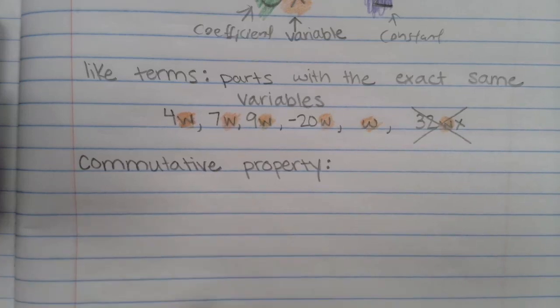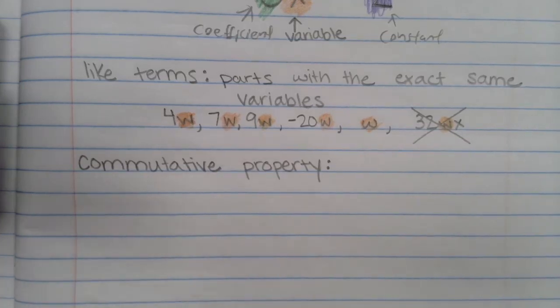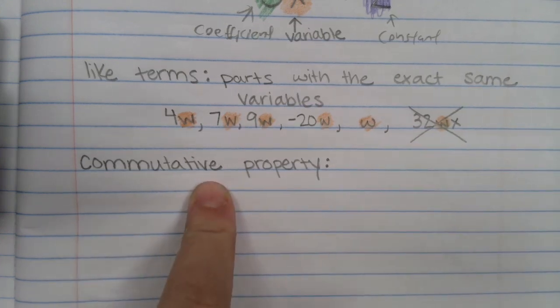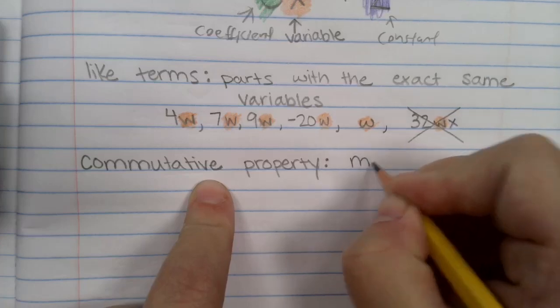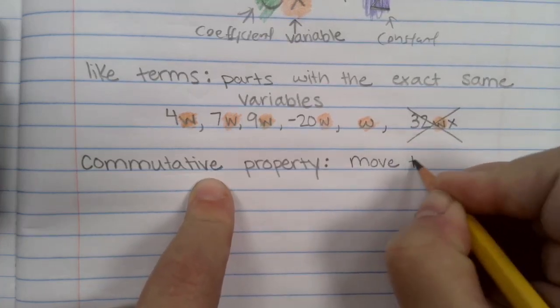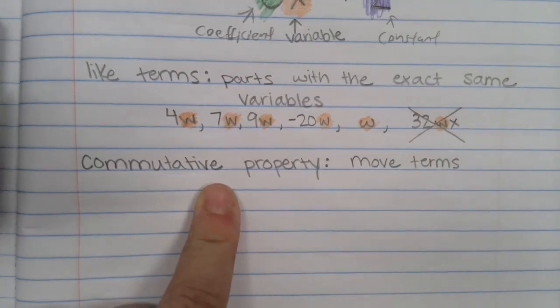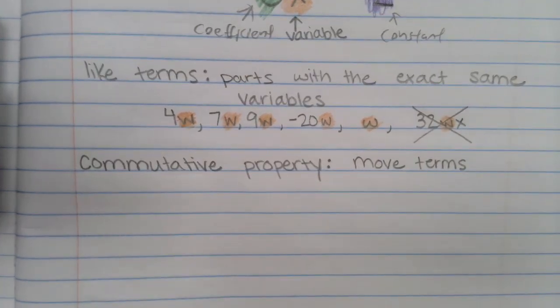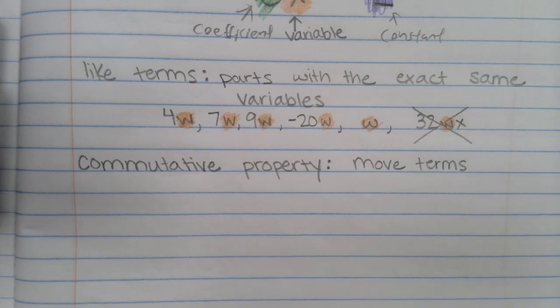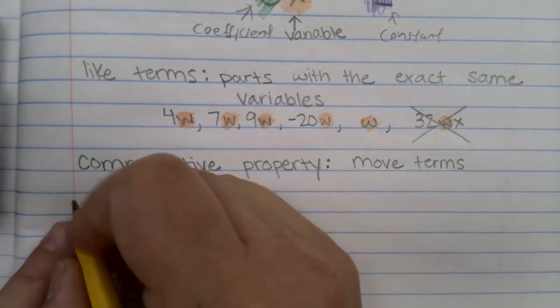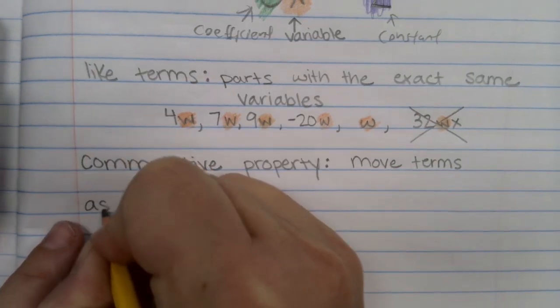All right, so commutative means to move. It means to transport. You're moving around, going from one place to another place. That's a commuter. When we use the commutative property, that means we're going to move terms. We have one more property, and then we're going to start an example, and then we have one more property after that. It's a crazy set of notes. Associative property.